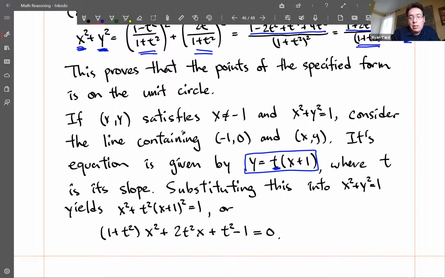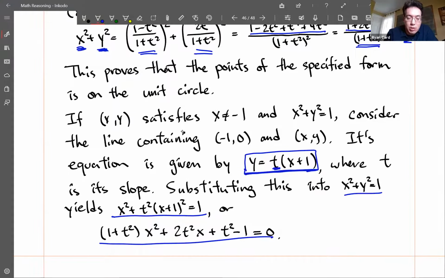If y is equal to t times x plus 1, so if it's on this line, then we substitute y in the equation x squared plus y squared equals 1 to get this equation: x squared plus t squared times x plus 1 squared equals 1. If you multiply out the x plus 1 squared and then collect like terms for x, this is the equation we get. If we think of t as a constant here, this is a quadratic equation.